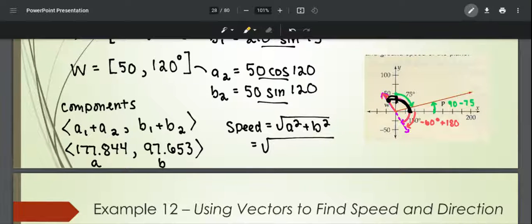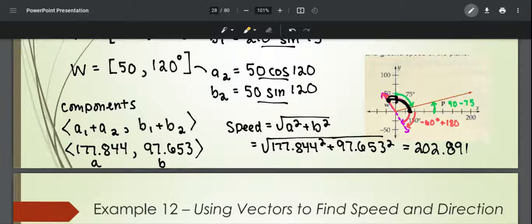So if we use our A and our B, our speed is going to be the square root of 177.844 squared plus 97.653 squared. And you should get, did you get 202.891? 202.891. That's your speed, so we would say that's miles per hour would be our label on that.